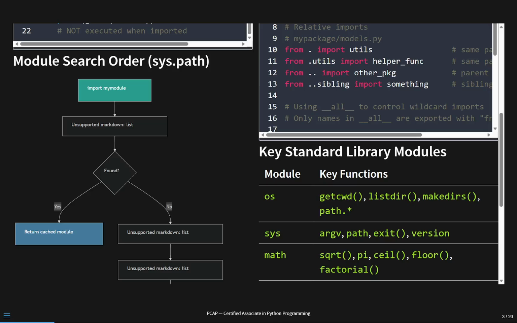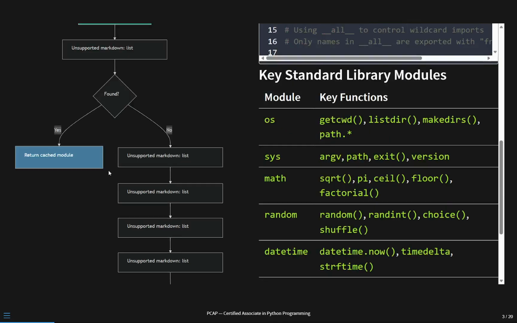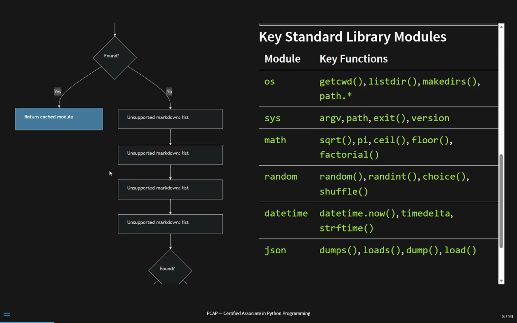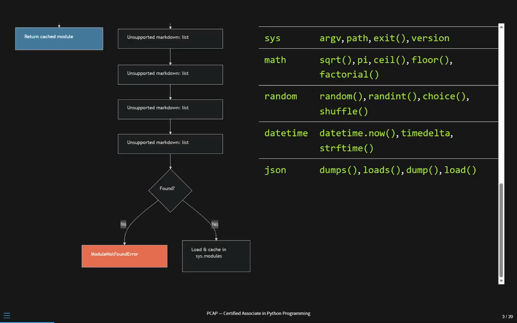The module search diagram shows the 5-step lookup. First, Python checks sys.modules, the cache of already imported modules. If found, the cached version is returned immediately. If not, it searches the current directory, then PYTHONPATH environment variable directories, then the standard library, then site-packages, where pip installs third-party packages. If nothing matches, you get a ModuleNotFoundError.